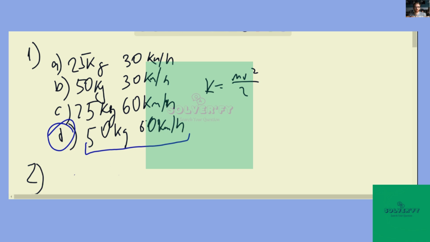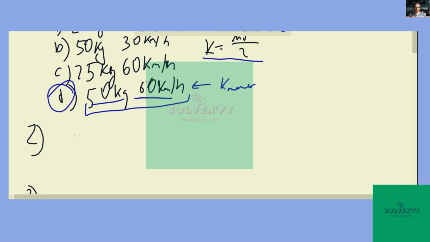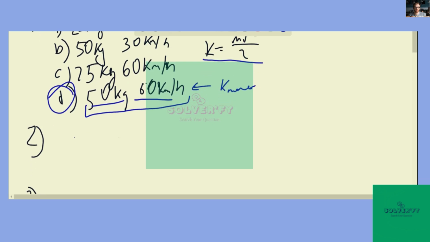So in the first one, we have to choose a car which has a maximum kinetic energy. So kinetic energy equals mv squared over 2, and therefore the last car in question D has the highest kinetic energy because it has one of the highest mass, and its velocity is also one of the highest. Therefore, its kinetic energy will be greater than the car from option C. So that's the answer to the first question.